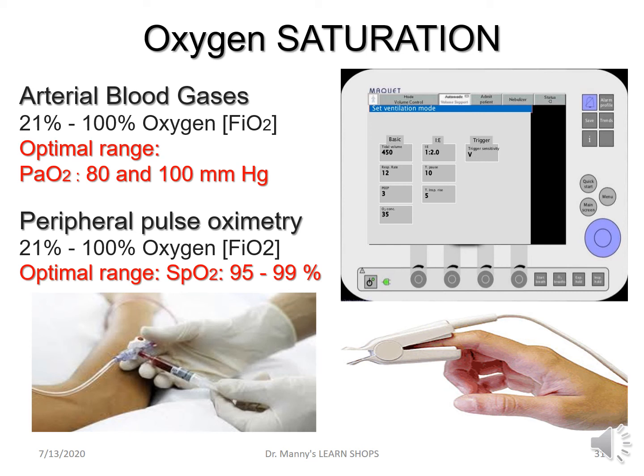Arterial blood gases for mechanical ventilation is mandatory for an FiO2 of around about 21 to 100%, and the optimal range for the PaO2, or the partial pressure of oxygen, is 80 to 100 millimeters of mercury.